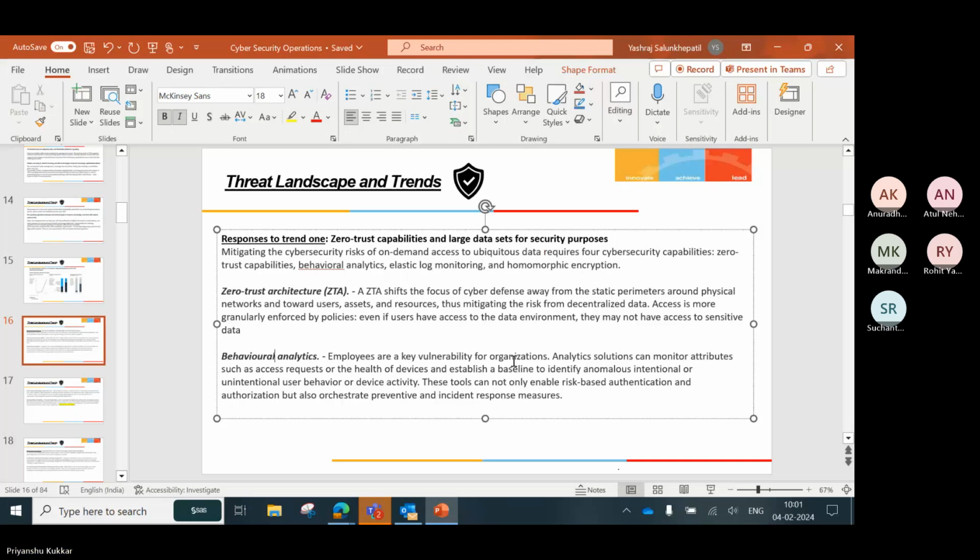Analytic solutions can monitor attributes such as access requests for health of devices, establish a baseline to identify anomalous intentional or unintentional user behavior or device activity. These tools can not only enable risk-based authentication and authorization, but also orchestrate preventive and incident response measures. So behavior analytics will understand my behavior. It will understand that every day at 9:15, Yashraj takes a lecture. Okay. He uses his credentials, he comes on the link and he accesses.